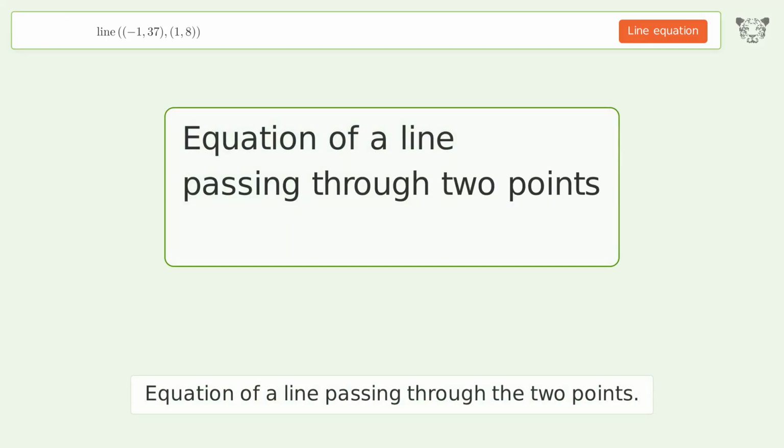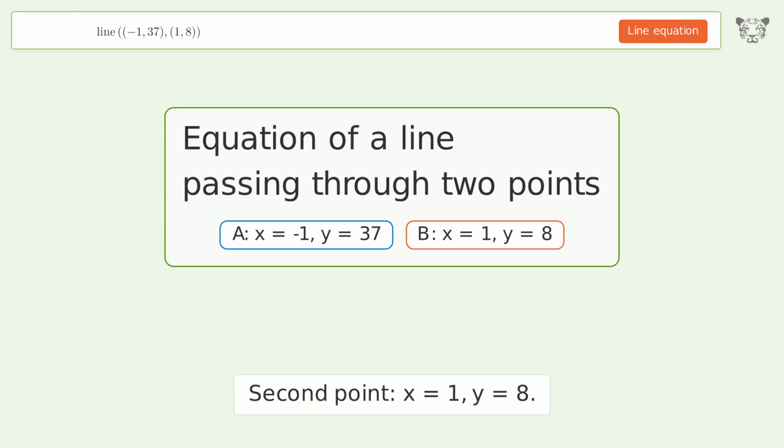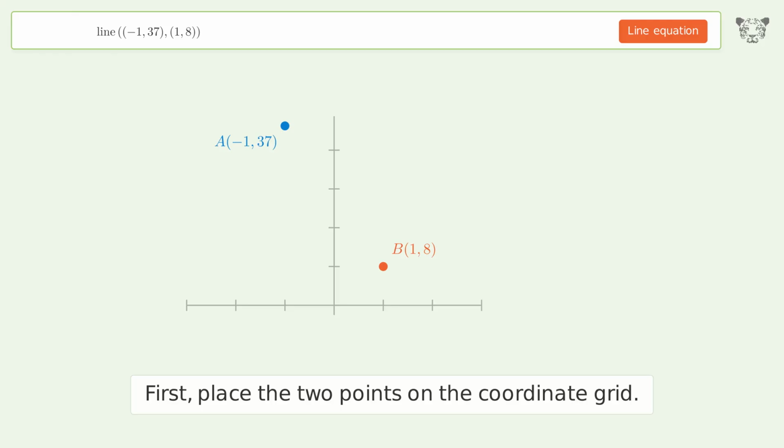Equation of a line passing through 2 points. The first point has x equals -1, and y equals 37. The second point has x equals 1, and y equals 8. First, place the 2 points on the coordinate grid.